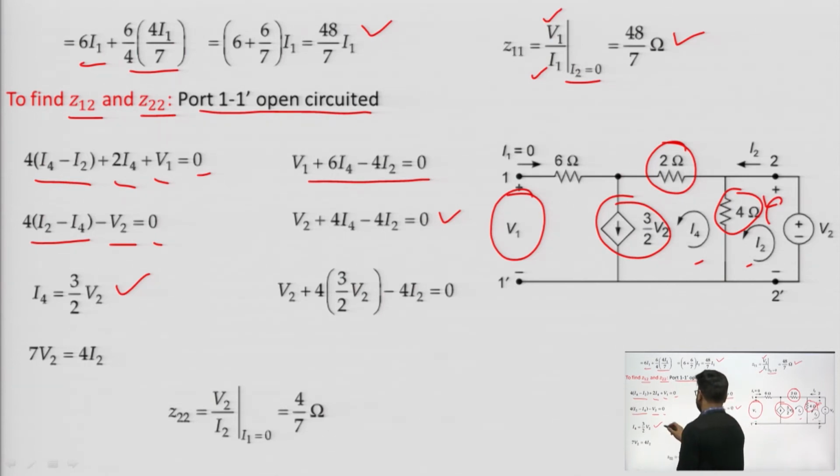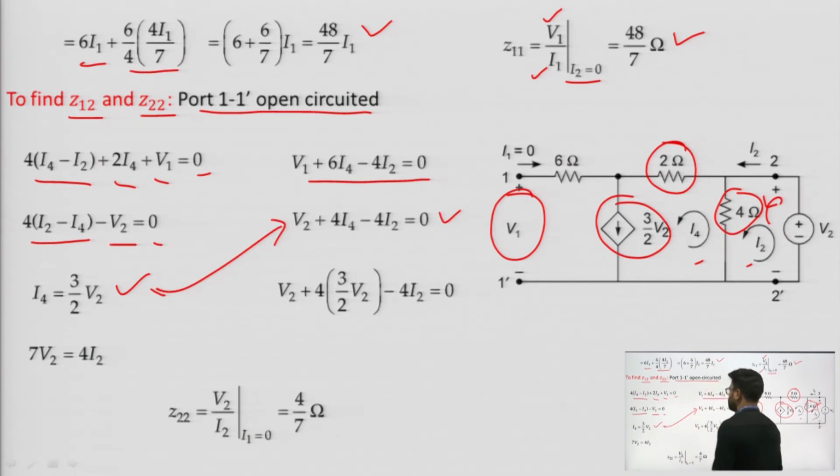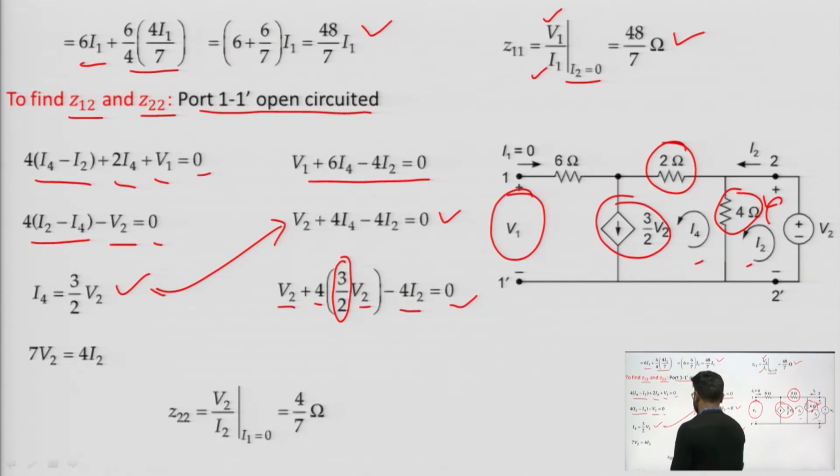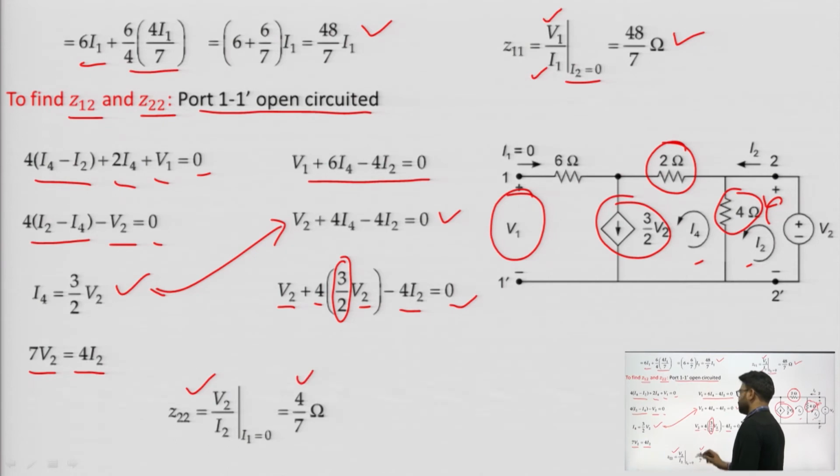So, we will put the value of I4 in this equation. On putting the value of I4, we get V2 plus 4 into (3 by 2 V2 minus I2) equals to 0. So, from here we got the equation in V2 and I2: 7 V2 equals to 4 I2, and we got the value of Z22 as V2 by I2 by keeping I1 equals to 0, that is 4 by 7 ohm.